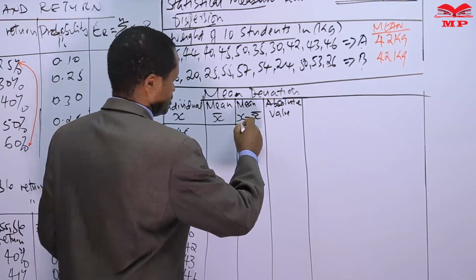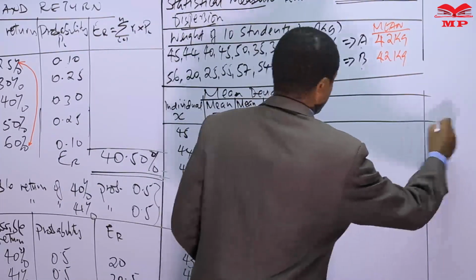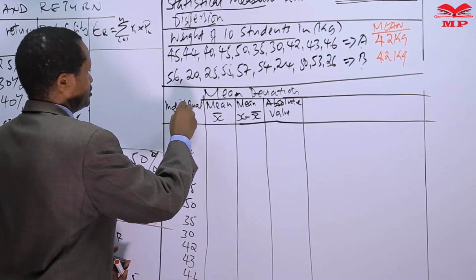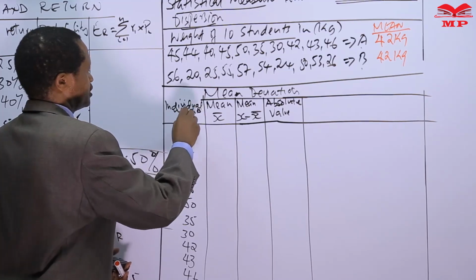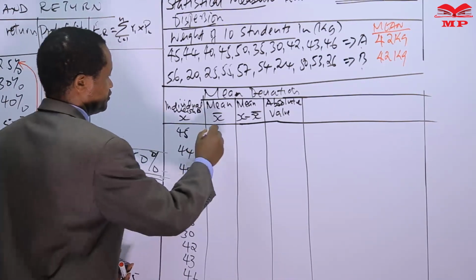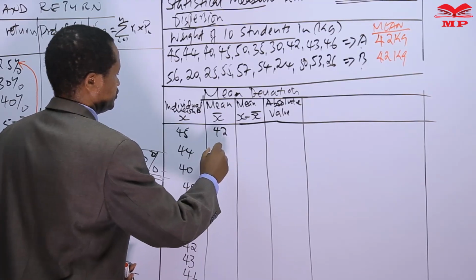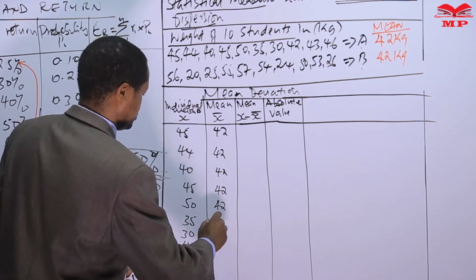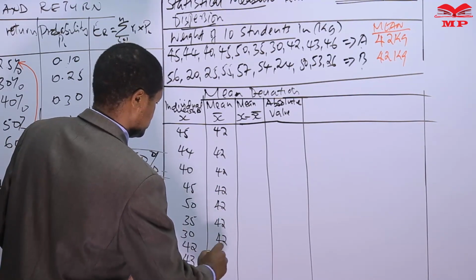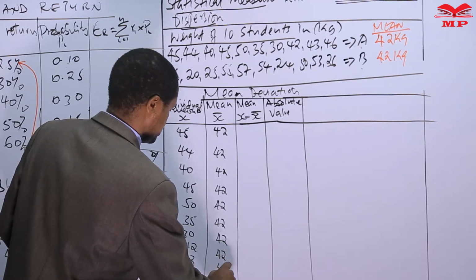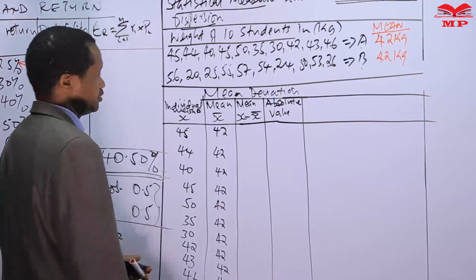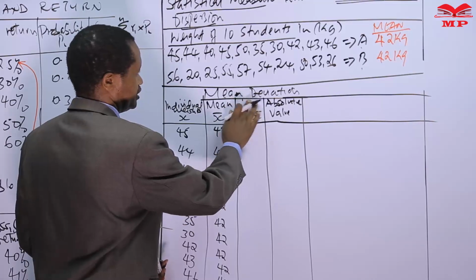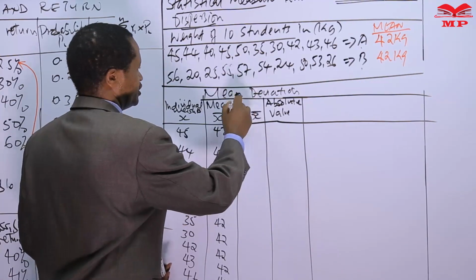So these are the individual weights X. The mean is 42, repeated for each row. So we can determine the deviation. This is the deviation.